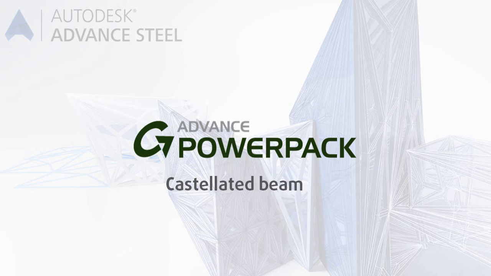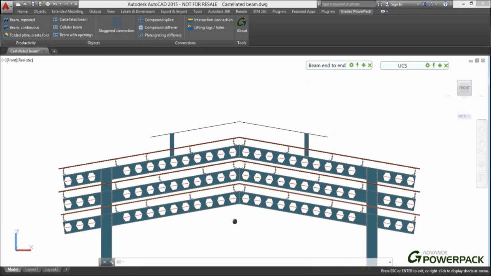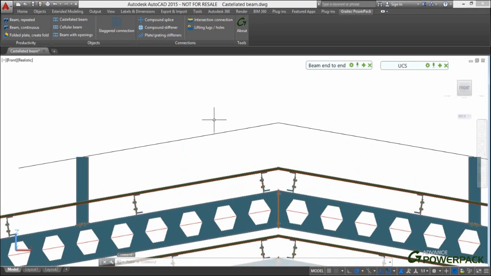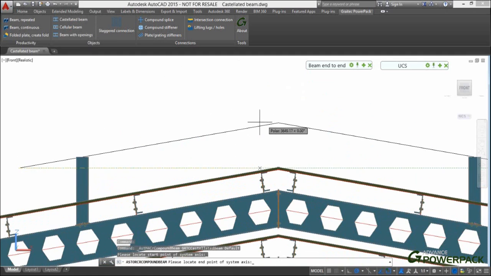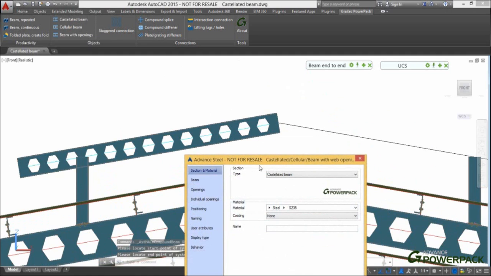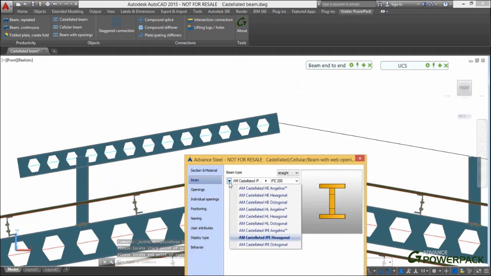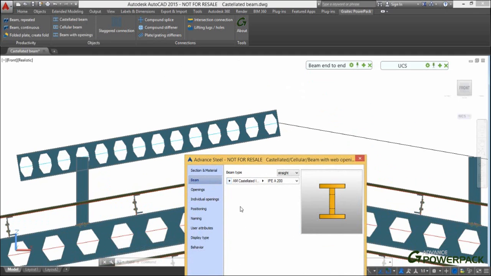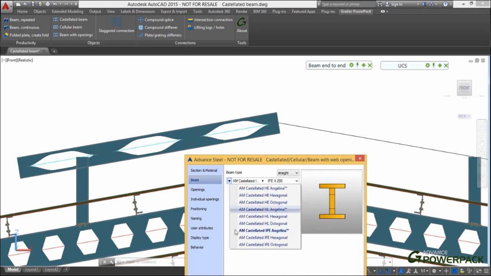Castellated beams are commonly used to reduce a structure's weight, but without jeopardizing its strength. These beams can either be ordered from a specialist supplier or manufactured directly by the fabricator. In this example, we will look at defining a castellated beam from a specialist supplier using the new castellated beam tool in the GRAITEC PowerPack.